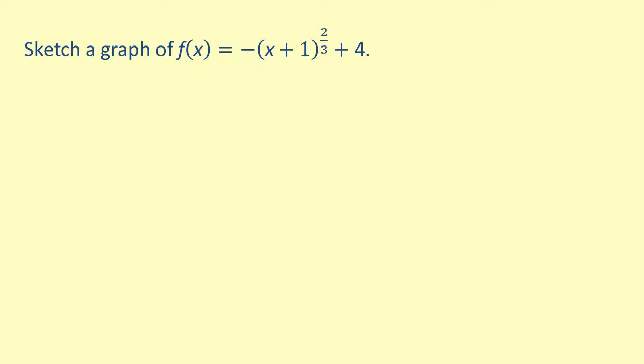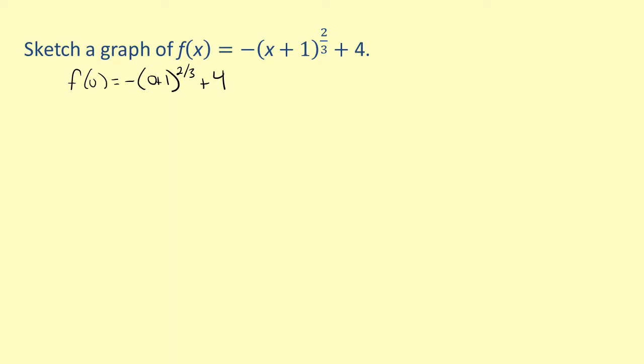Let's sketch the graph of a function. The first step in sketching a graph is finding the x and y intercepts. We'll look for the y-intercept first. The y-intercept occurs when x is equal to 0, so we can find the y value by finding f of 0. So, we'll substitute 0 for x.